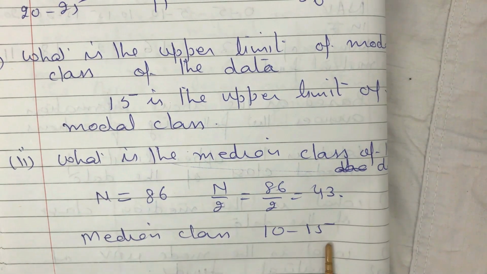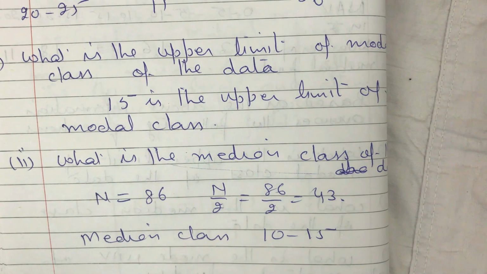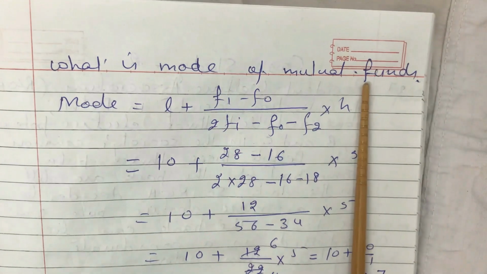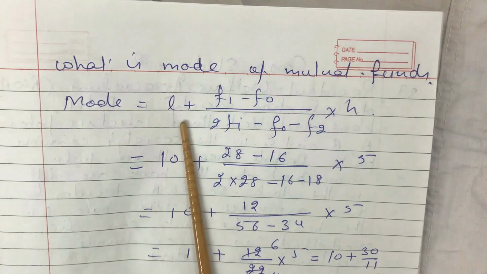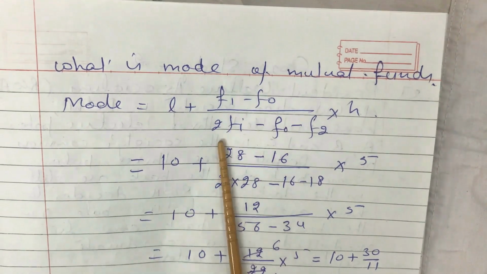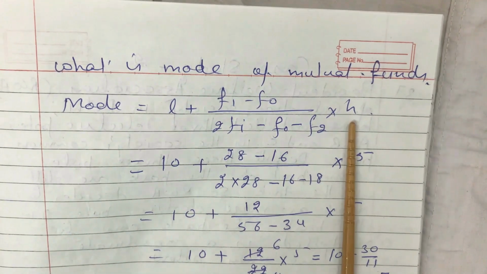यहाँ पर आपको क्यूमुलेटिव फ्रीक्वेंसी की ज़रूरत पड़ती है मीडियन निकालने के लिए. What is the mode of mutual funds? मोड का जो फार्मूला, that is L plus (F1 minus F0) upon (2F1 minus F0 minus F2) into H.